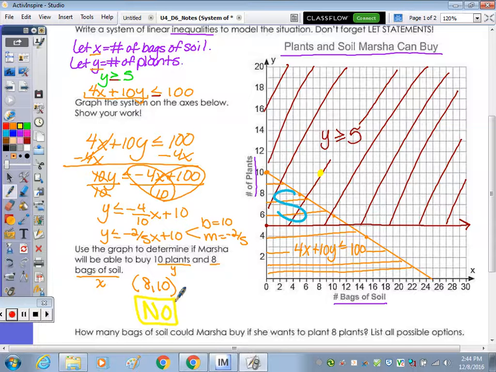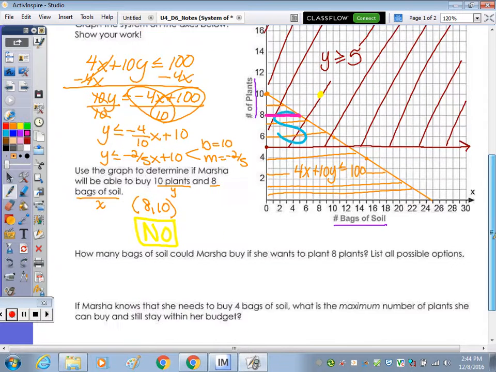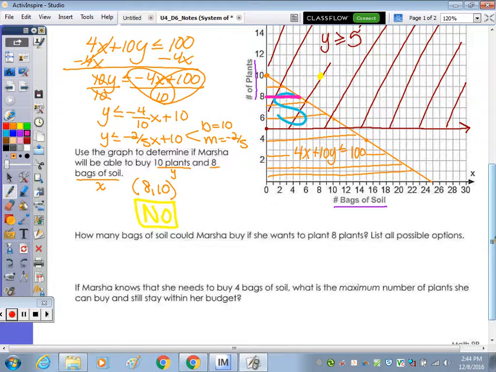Next one. How many bags of soil could Marcia buy if she wants to buy 8 plants? So if she wants to buy 8 plants, I'm going to highlight that in pink. 8 plants is here, and this is what's in the solution set. This does state all possible solutions. I should have actually drawn a solid line. So for 8 plants, that could be an option. How many bags of soil?